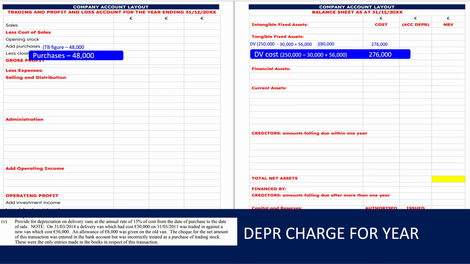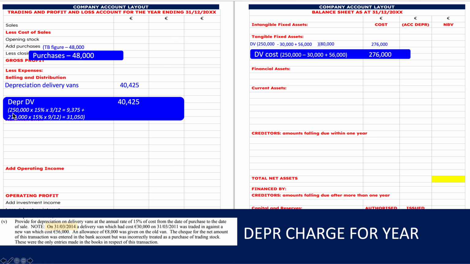Then we have a depreciation charge for the year. So we've got a couple of different figures here. Start of the year, we had vans that cost 250. End of the year, vans that cost 276. But the trade-in happened after the 3rd month. So for the first 3 months, we had 250 by 15% by 3 over 12 is 9,375. And for the last 9 months, it's 276 by 15% by 9 over 12, that's 31,050. So altogether there, 40,425.